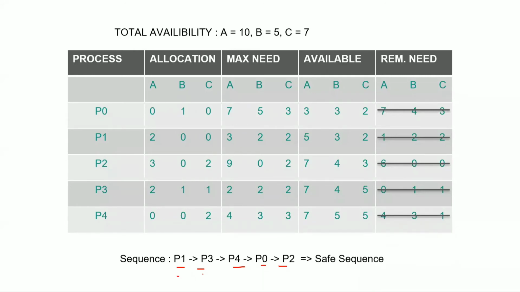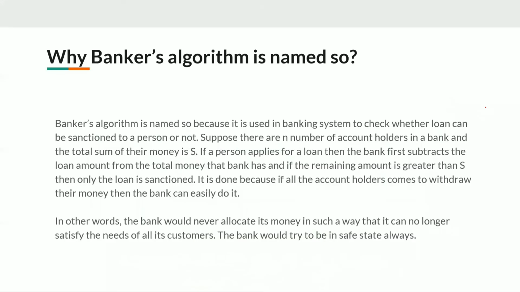This sequence is not unique. You can get many sequences like this in the same problem. If we get any sequence such that we don't get deadlock, then this sequence is called a safe sequence. And if this sequence exists, we don't get any deadlock. And if there was any situation where we couldn't provide the needs of any process, in that situation we'll get a deadlock. Okay, I hope you get this.